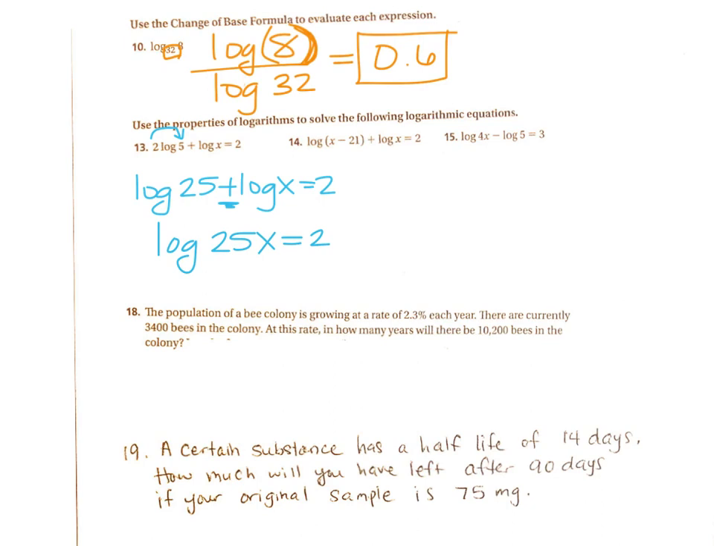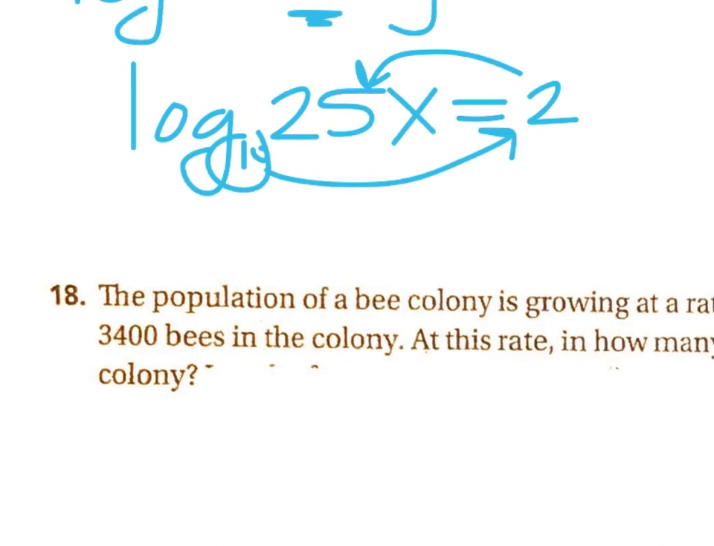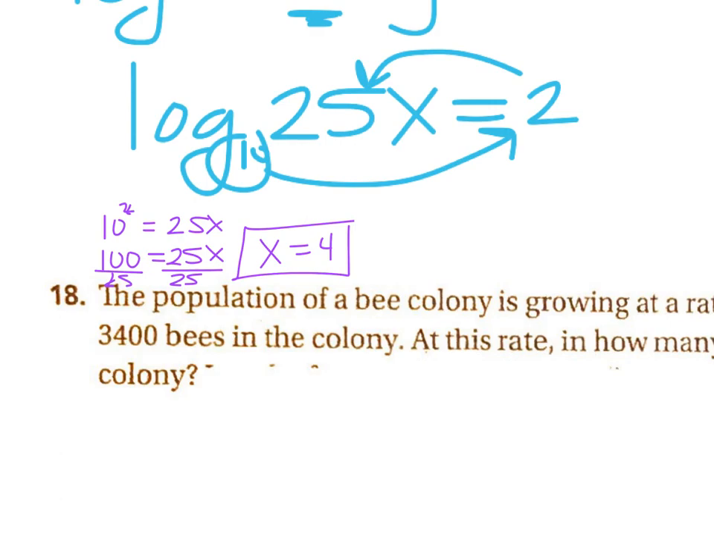Okay, and now we're going to write it in exponential form. And if you remember, it's as if there's a 10 right here, right? So we're saying 10 to the second power equals this. Let's zoom in a little because I'm running out of room. We're going to say 10 to the second power equals 25x. Okay, so that's 100 equals 25x, and then we just divide by 25. So x is 4 for that one.